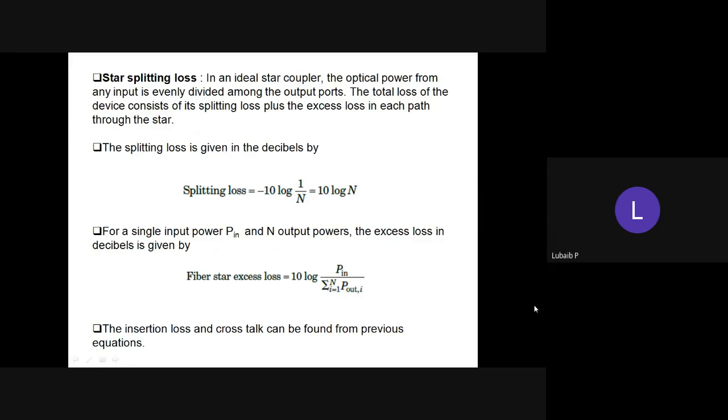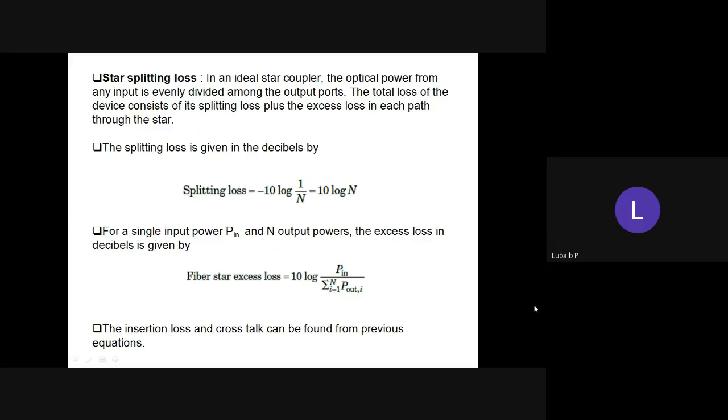In an ideal star coupler, the optical power from any input is evenly divided among the output ports. The total loss of the device consists of its splitting loss plus the excess loss in each path through the star. The splitting loss is given in decibels by splitting loss equal to minus 10 log 1 by n. That is, minus 10 log 1 by n we can write as 10 log n. The splitting loss is actually 10 log n.